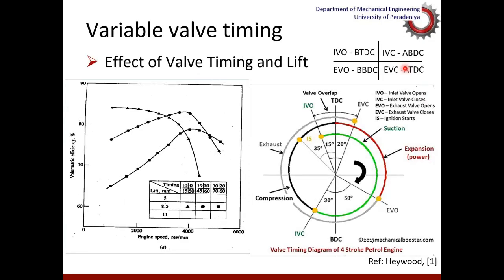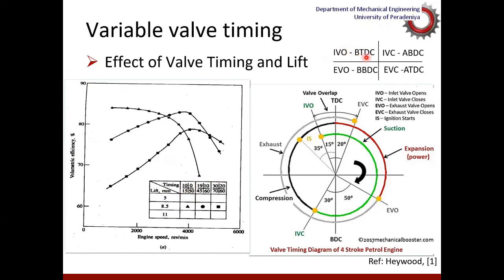Just to understand the importance of variable valve timing, first let's look at this chart. That is volumetric efficiency against the engine speed. So these are some experimental results under different valve timing conditions. The valve lift is kept at 8.5 millimeters in this particular experiment. And the timing is given in terms of inlet valve open timing, inlet valve closing timing, exhaust valve open timing, and exhaust valve closing timing. So that is what is given here.